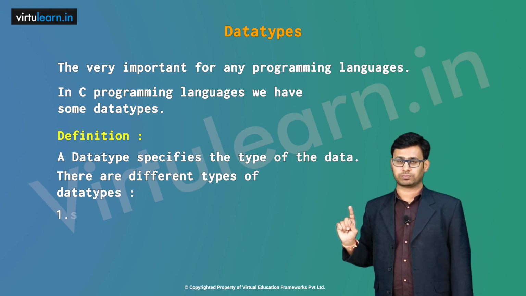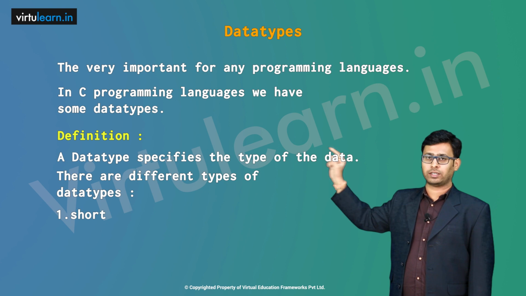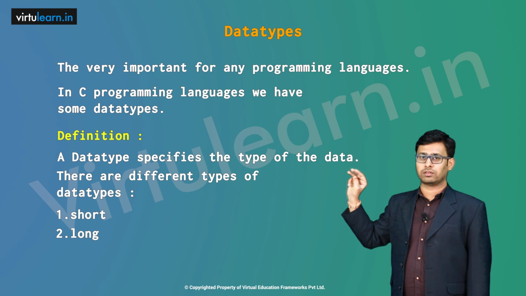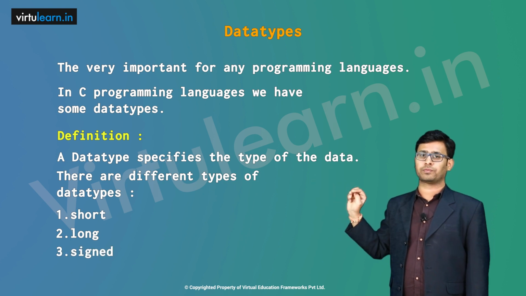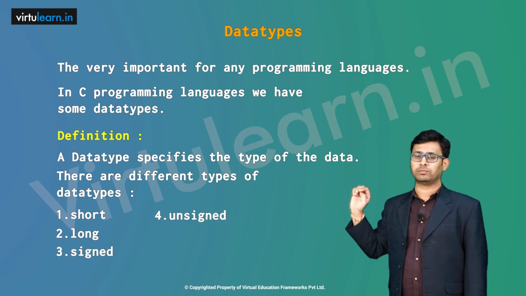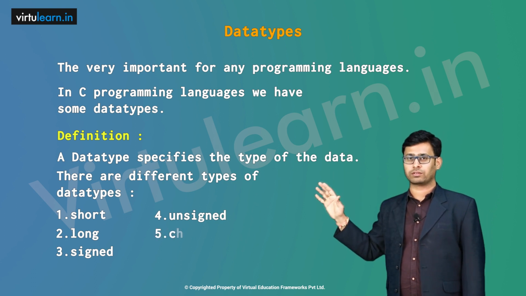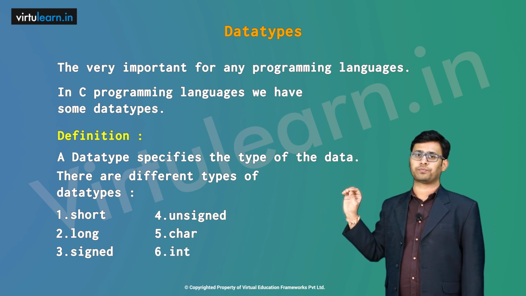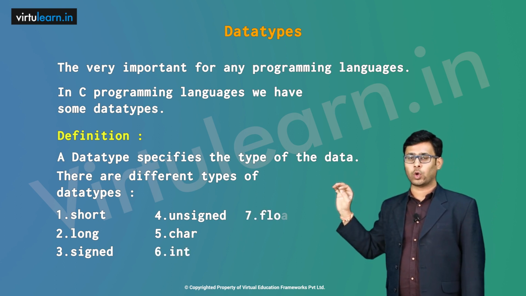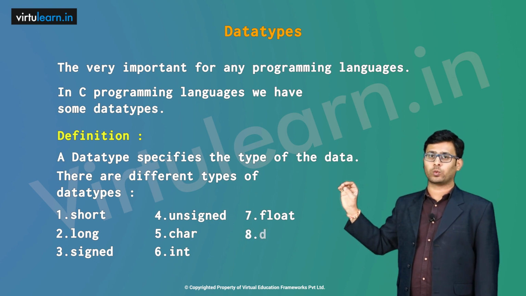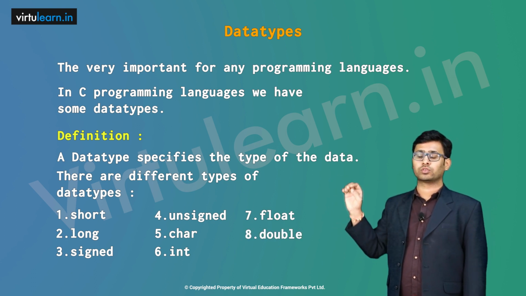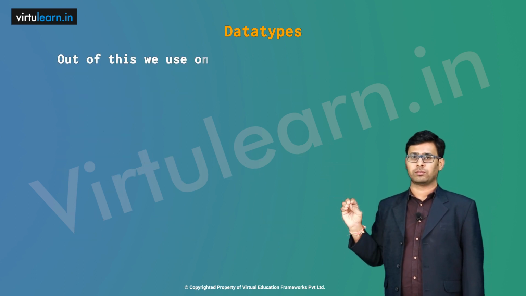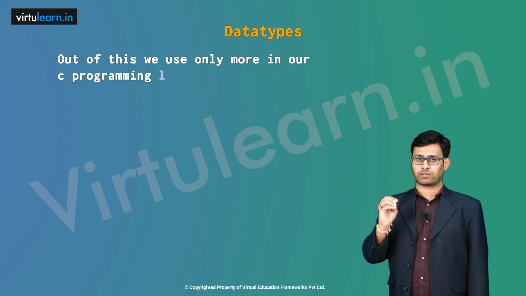The first one is short, second one is long, third one is signed, fourth one is unsigned, fifth one is char, sixth one is int, seventh one is float, eighth one is double. So these are all the data types. Out of these, we use only a few more in our C programming language.